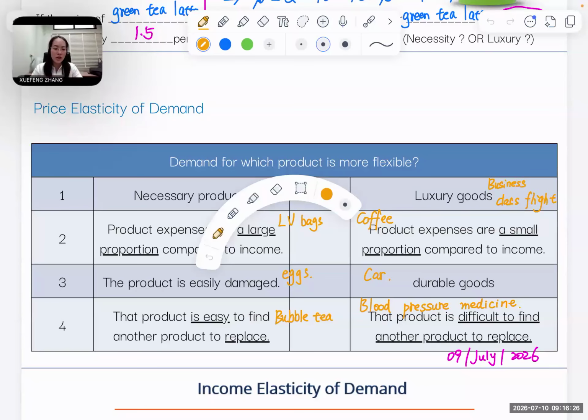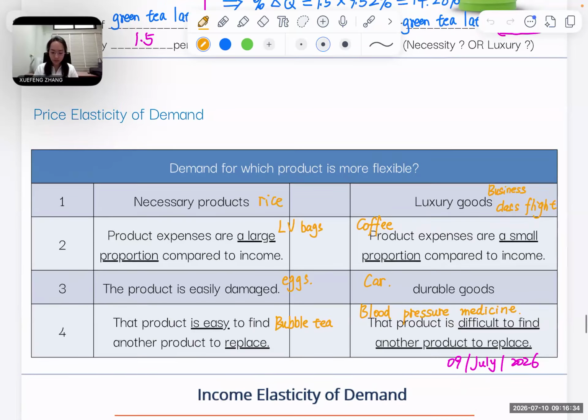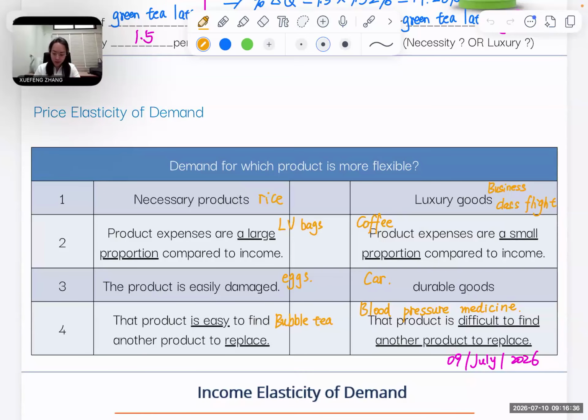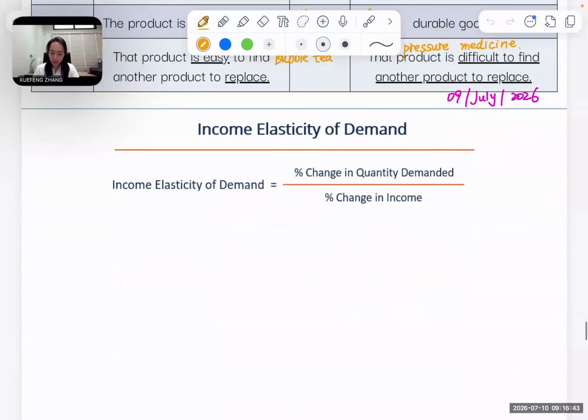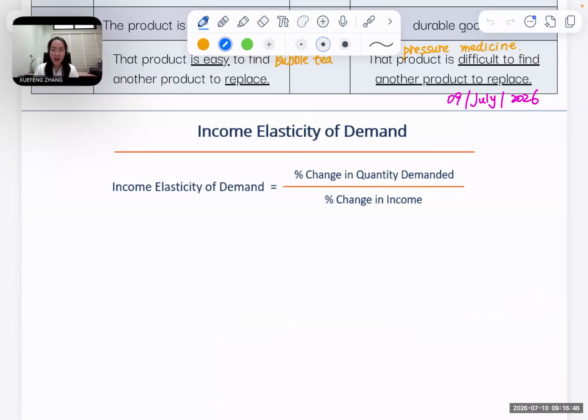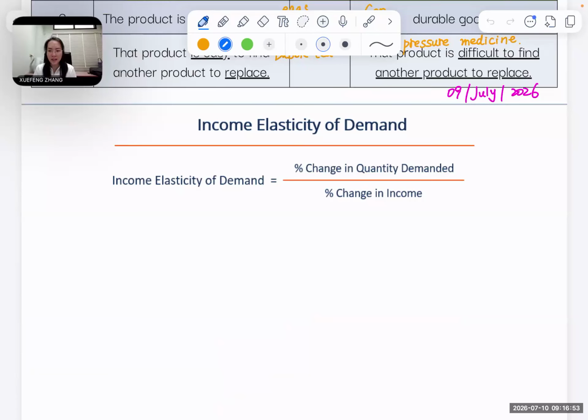Hello, everyone. So let me continue chapter 2, consumer behavior. Last time we talked about price elasticity, right? So here let's see the next type, which is income elasticity. Okay, this is the new type of elasticity. This time we're asking, how does quantity demanded respond when income changes?